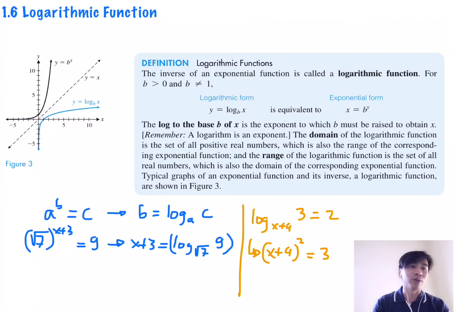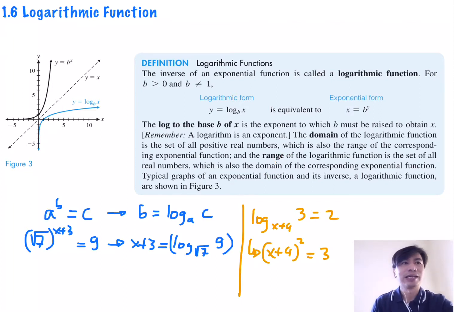Then what you need to do is to change it into the exponent form. So it will be (x + 4)² = 3, and then from here you have a square of it and then subtract 3, and then you'll get the quadratic formula to find it. So remember, a logarithm is an exponent.